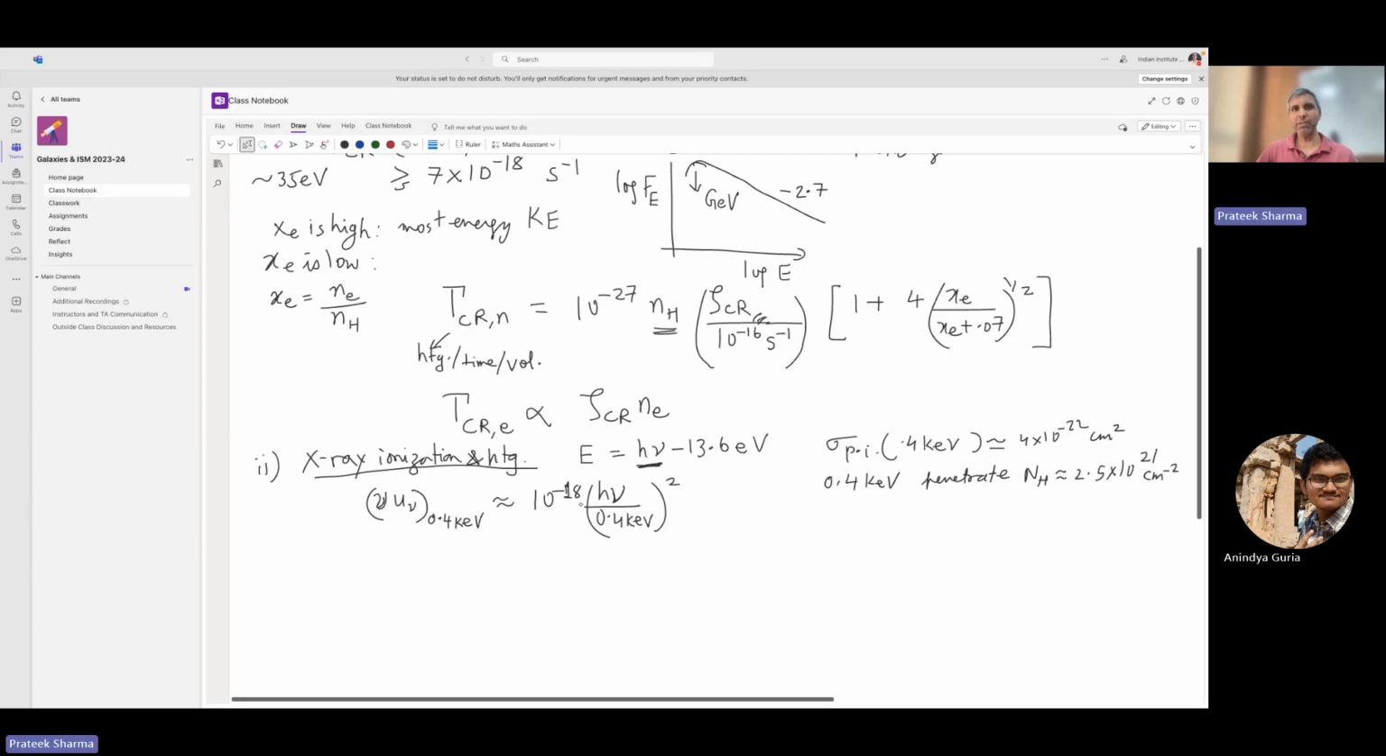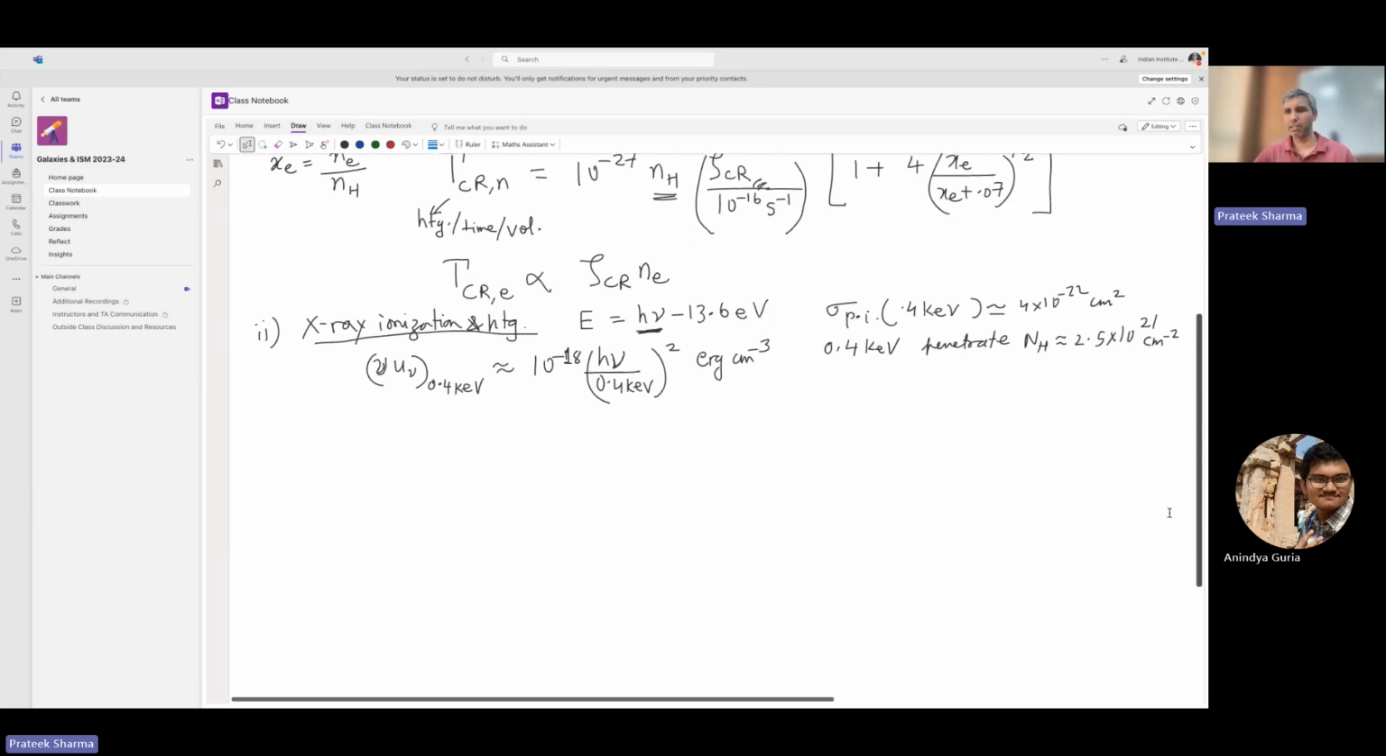The thing to compare is, you divide this by h nu, and you get the number density. So this is erg per centimeter cube. But basically this needs to be compared with this zeta CR. And it turns out this is usually small. Okay, let's not go into the details.